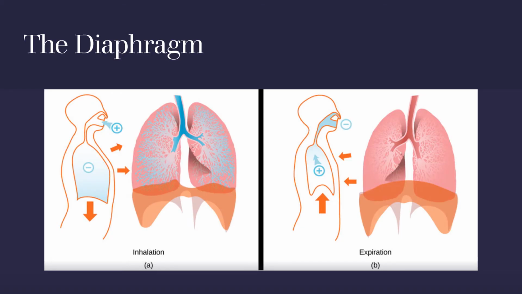So next we have the diaphragm, which is a layer of muscles that contract and relax as you inhale and exhale. As you inhale, the diaphragm contracts and your lungs fill up with air. As you exhale, the diaphragm relaxes and the volume in your lungs decreases as air rushes out.